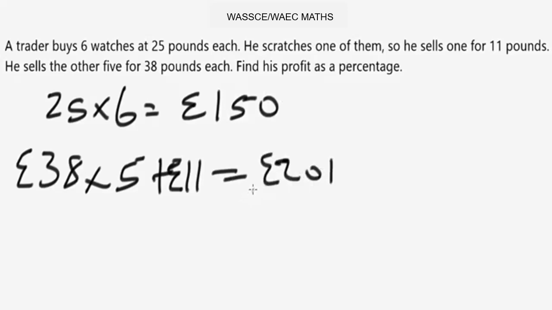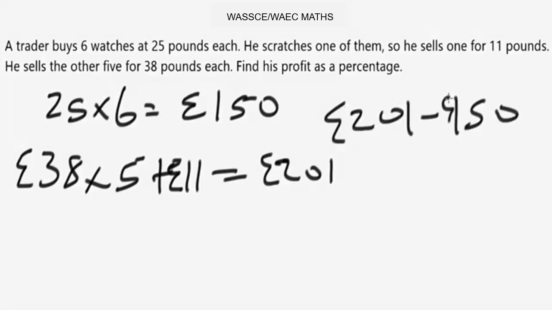Remember, we have to find his profit as a percentage. To get the profit, subtract £150 from £201. That's 201 minus 150, which gives us £51. So that's the profit of the trader, £51.